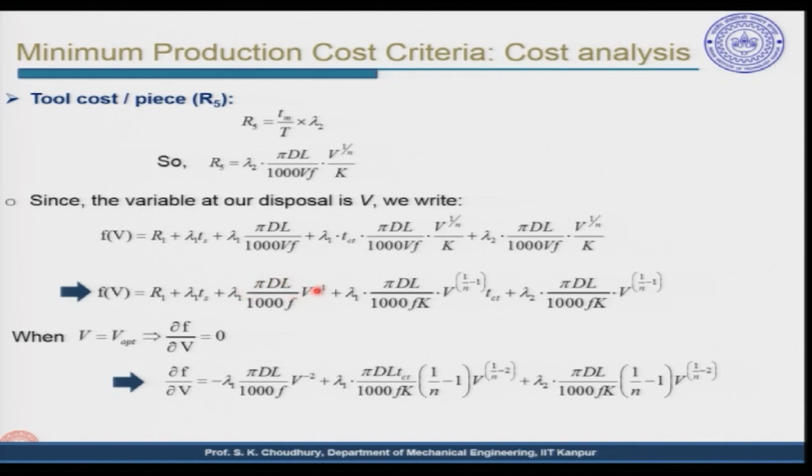Now, this term will be minus lambda 1 pi d L by 1000 f, where f is constant, because it is not dependent on the cutting velocity. So, cutting velocity is here. So, it will be V to the power minus 1, minus will be here, and V to the power minus 2. So, it is the derivation of this. Similarly, the derivation of this will be 1 by n minus 1 coming out here, in this case V to the power 1 by n minus 2, and here also it will be the similar one. So, here it is the delta lambda 2, which is the tool cost per piece, and in these two factors it will be lambda 1, which is the overhead plus labor cost.